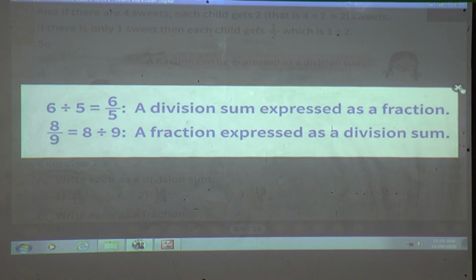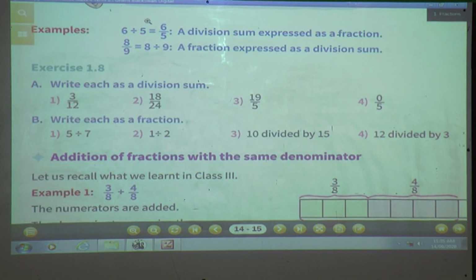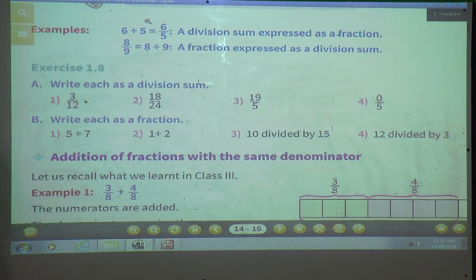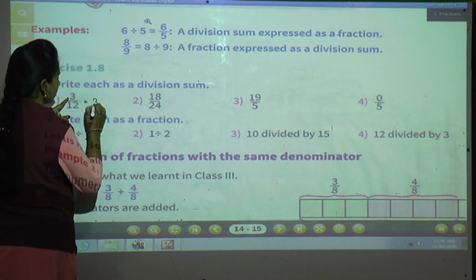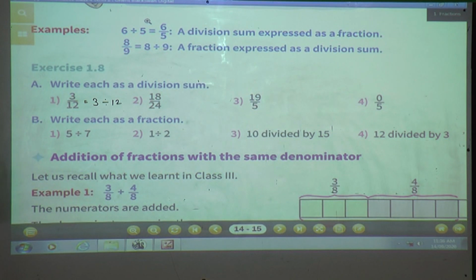1.8. So I'll solve here only, but you are going to solve in your CW whenever I send the notes. Now you are going to practice in your rough book. Now see how to express these fractions as division. Yes, tell me. Very simple. Write first 3 divided by 12. This much only. Very easy.